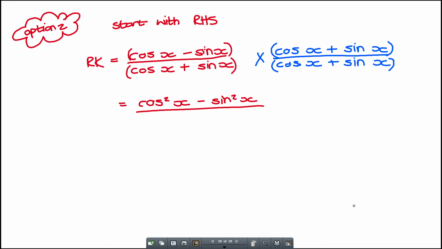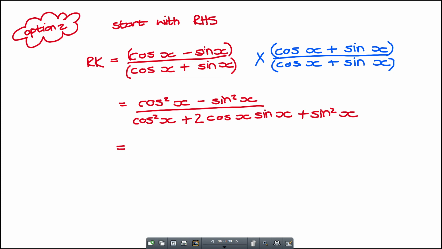Okay, so at the bottom I'm going to get cos x times cos x, which gives cos squared x. Cos x times sin x gives cos x sin x. And then sin x times cos x, again sin x cos x. So that becomes 2 cos x sin x. Do you guys agree? Okay, and sin x times sin x, sin squared x.